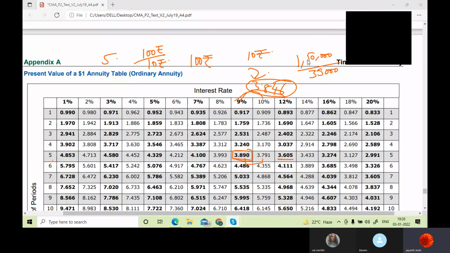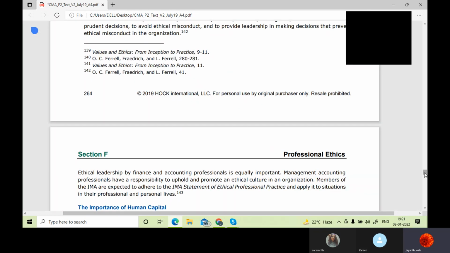Are you dividing 1,50,000 by 39,000? How much did you get? 3.846. Now we have to come to the annuity table and see between what two rates 3.846 lies, that is, a lower rate and a higher rate. That is what we want to see. That means in 5 years, this is the factor.